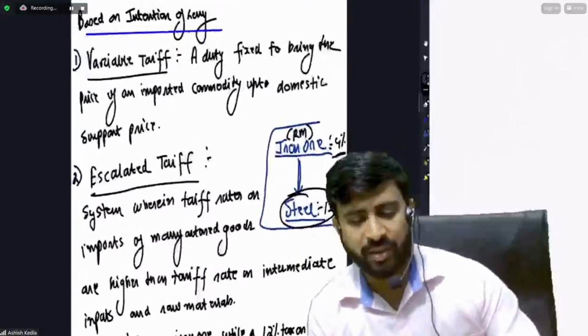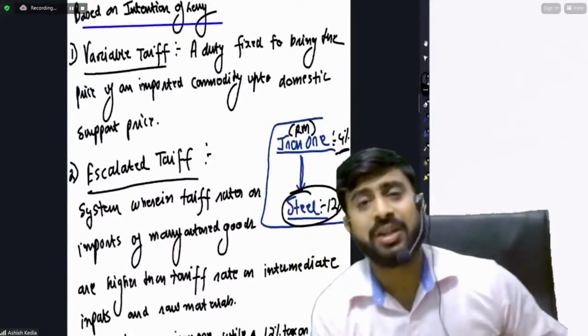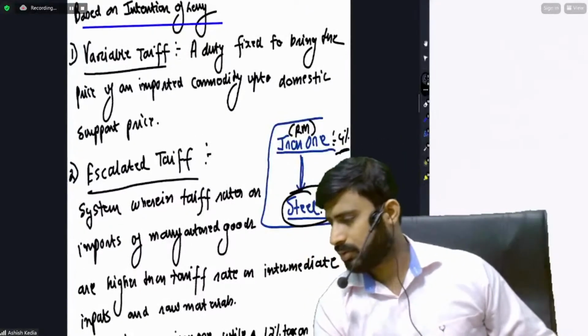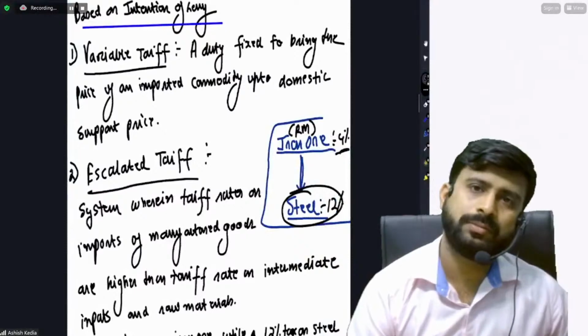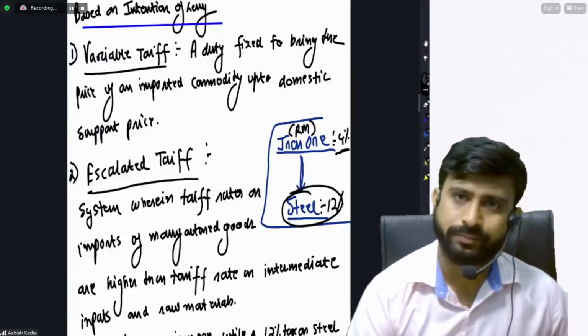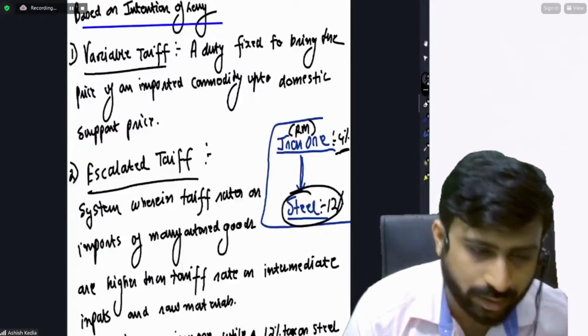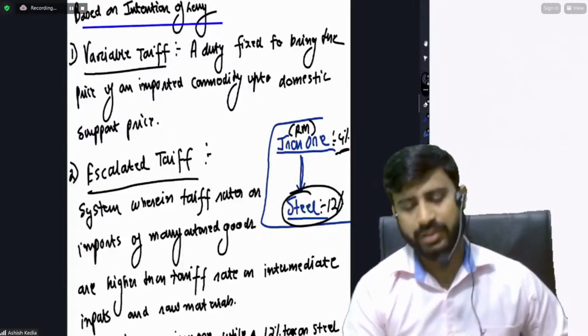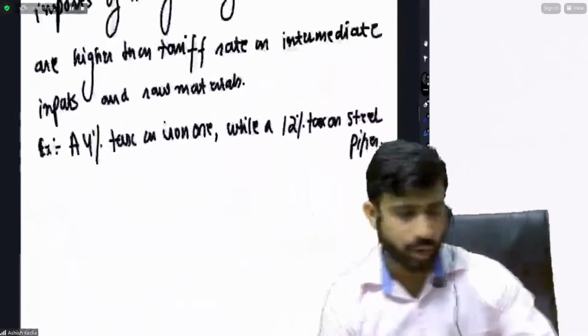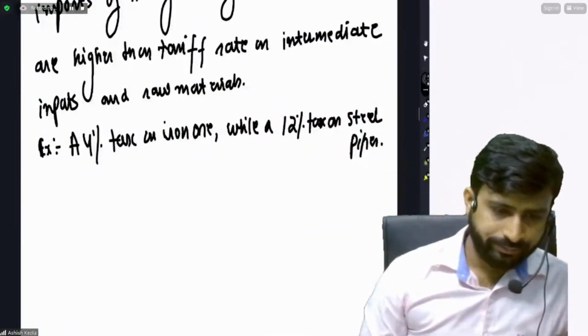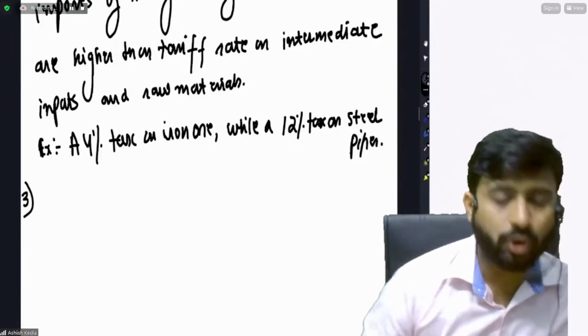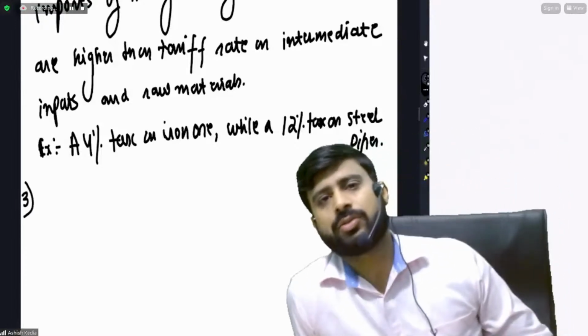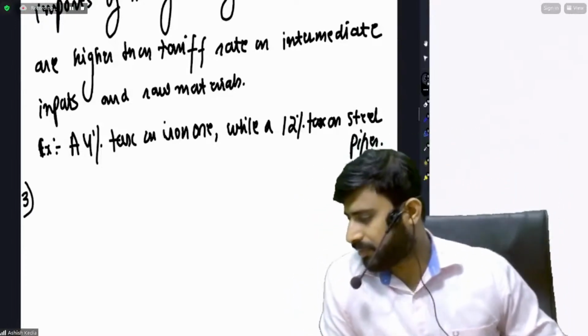Okay. We are discussing on the basis of intention of levy. Is that clear, friends? Yes, sir. It's clear. Now we talk about the third one, which is called prohibitive tariff.